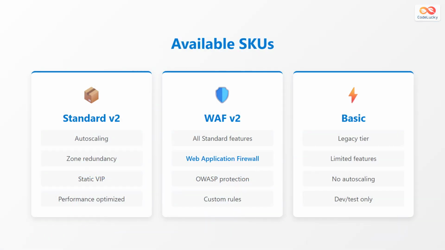Application Gateway comes in 3 SKU tiers. Standard version 2 is the modern tier offering auto-scaling, zone redundancy, static VIP addresses, and optimized performance. WAF version 2 includes all standard features plus the web application firewall with OWASP protection and custom rule capabilities. The basic tier is a legacy option with limited features, no auto-scaling, and is recommended only for development and testing environments. For production workloads, always choose Standard or WAF version 2.